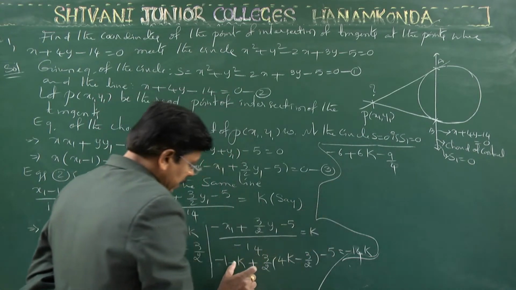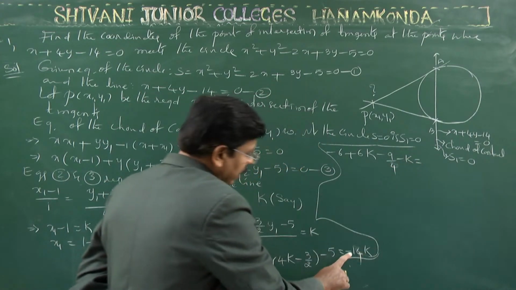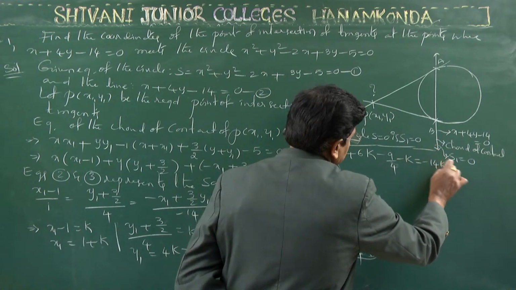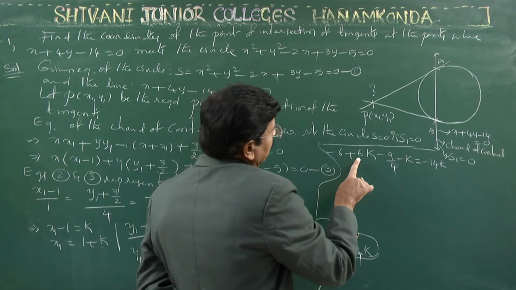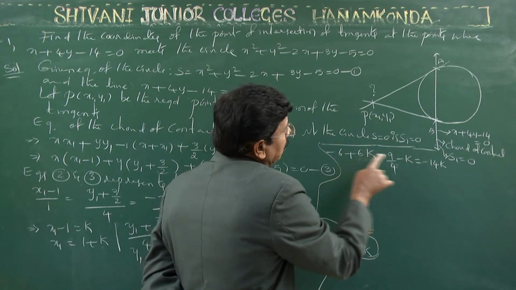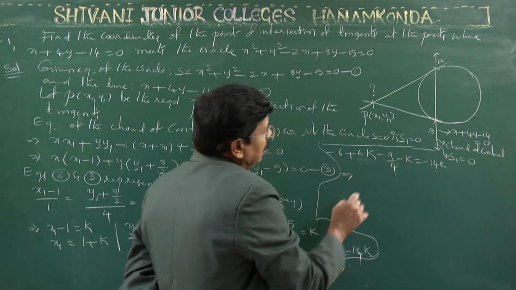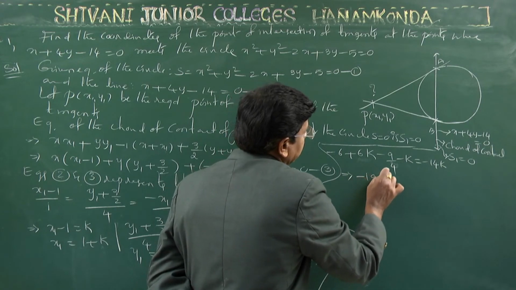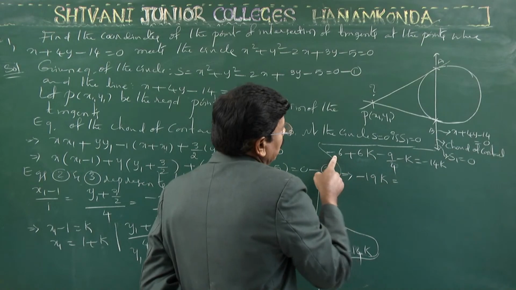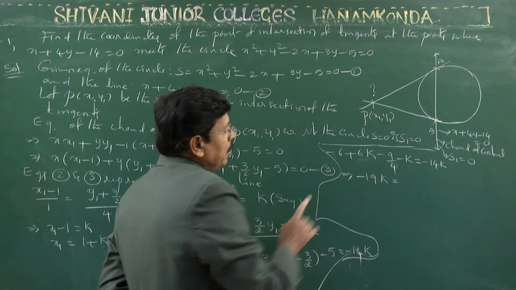Next, minus k is already there. Minus k is equal to the right side, minus 14k. Okay, fine. What about the result? Minus, its total result 6k minus k is 5k, but 5k comes on the right side. What about you have the minus 19k? Okay, minus 19k.